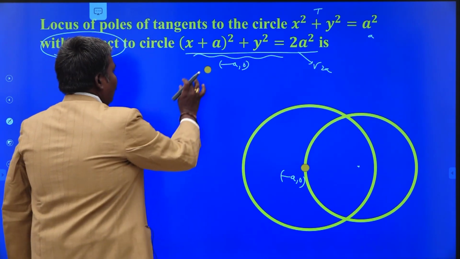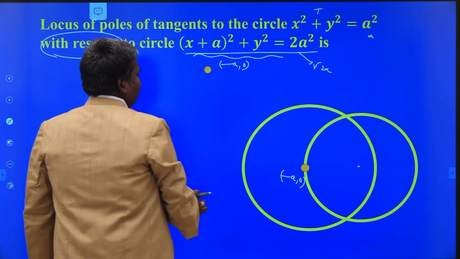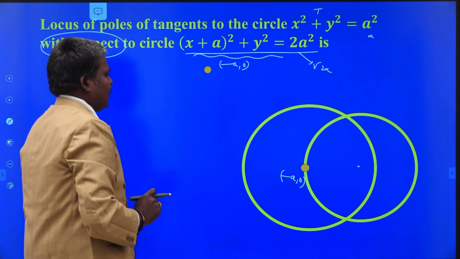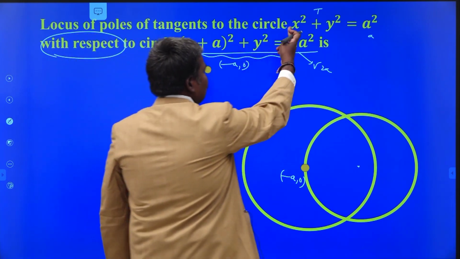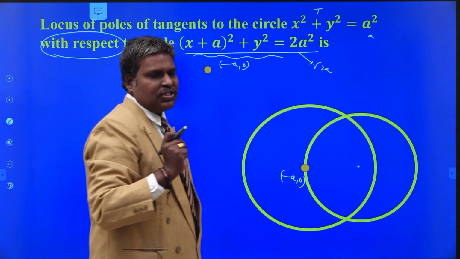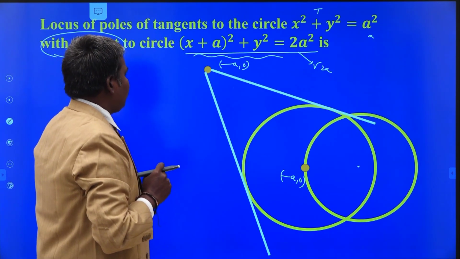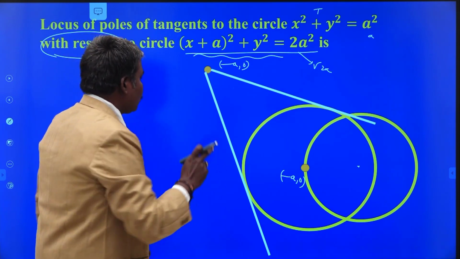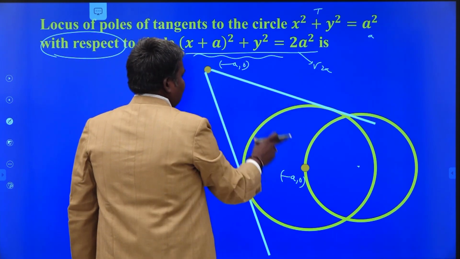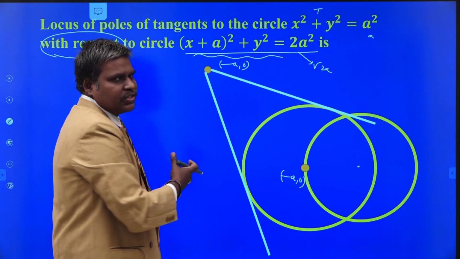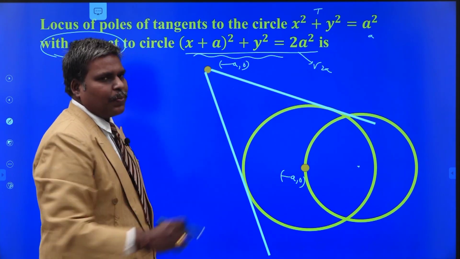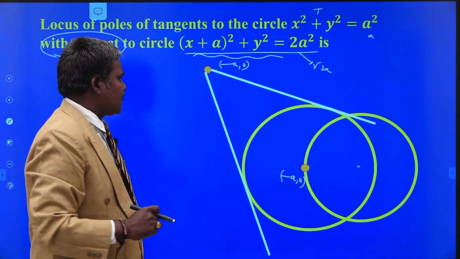We have to draw the polar of this point P with respect to this circle, so that it becomes tangent to my circle x square plus y square equals a square. How is it possible? These are the tangents drawn from P to the circle. Dear students, to write the polar of some point with respect to a circle, if you take that point outside the circle, your polar becomes what? Chord of contact. Am I correct or not?